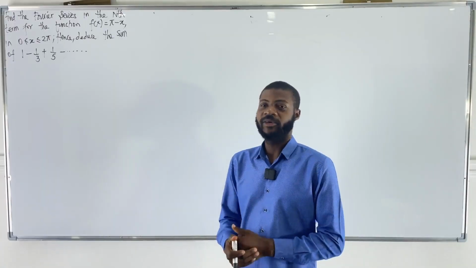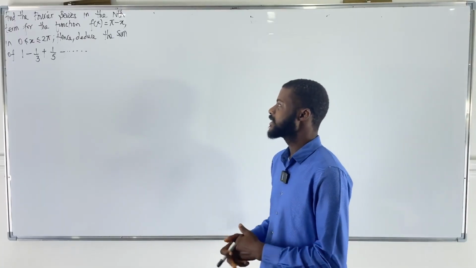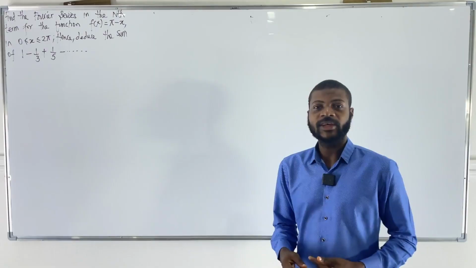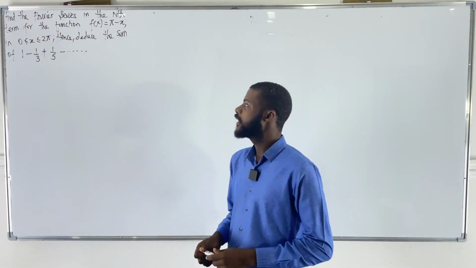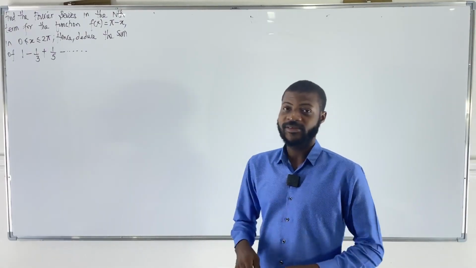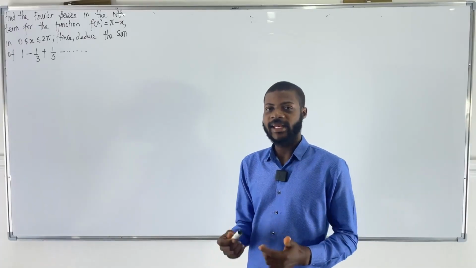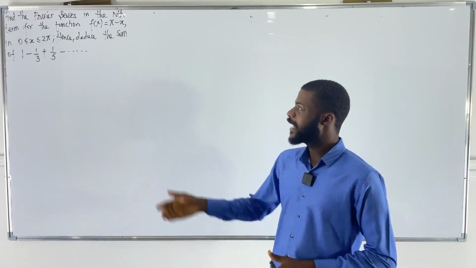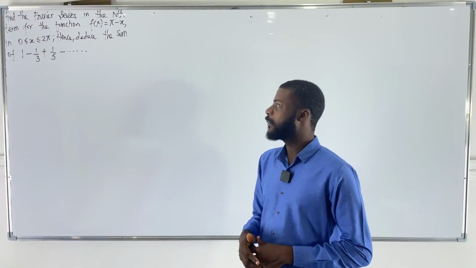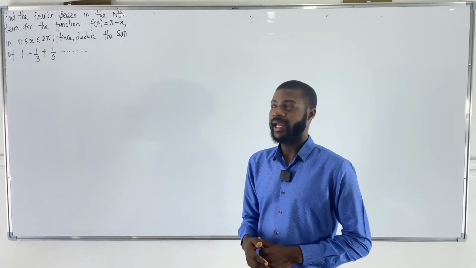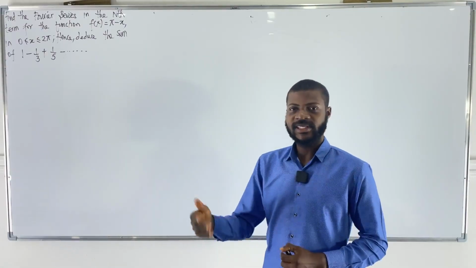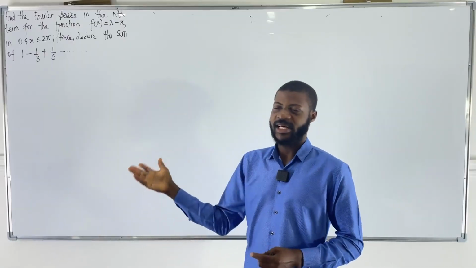It says we should find the Fourier series in the nth term for the function f of x equals pi minus x in the interval 0 less than or equal to x less than or equal to 2 pi, and hence we should deduce this sum: 1 minus 1/3 plus 1/5 minus 1/7, just like that.